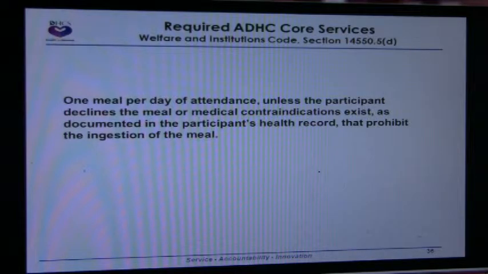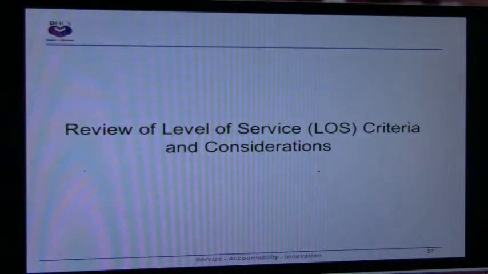And then there's the meal per day of attendance unless they decline or there's some contraindications that exist that prohibit the consumption of the meal. So those, again, for review, but the new tool addresses those pretty thoroughly now.